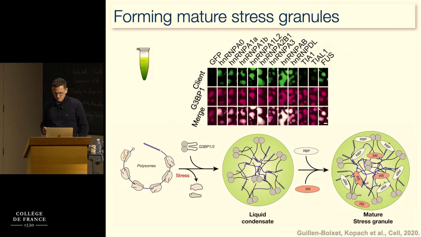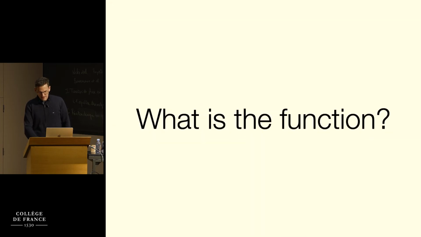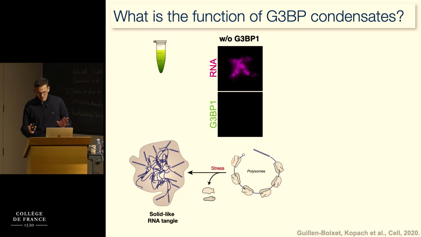Okay, so now given that we can build this in the test tube, can we also learn something about the function of these things? And so what is the function? We did a couple of experiments. I just want to show you one result here, which is interesting: when you have RNA alone at high concentration, RNA alone actually tends to form aggregates. It just forms solid-like aggregates, yeah? You can see this here, and this is also in the model.